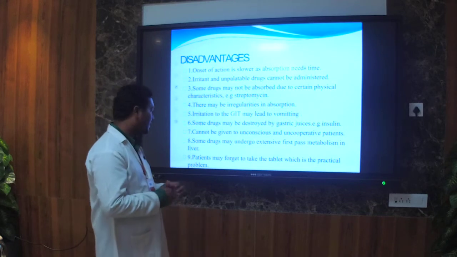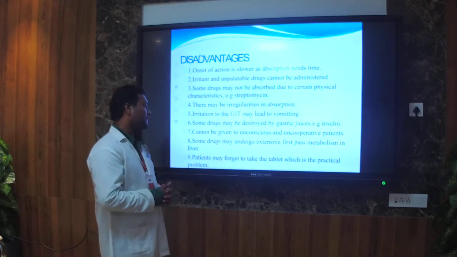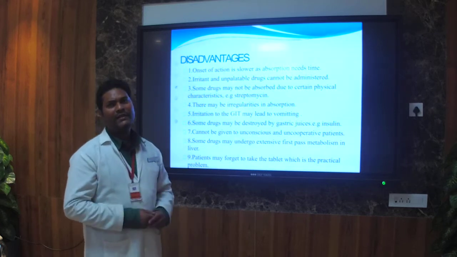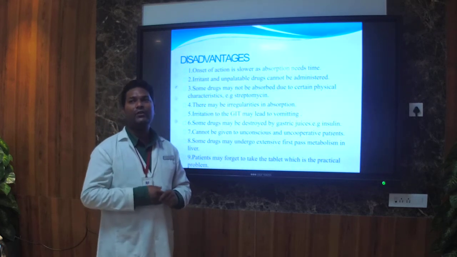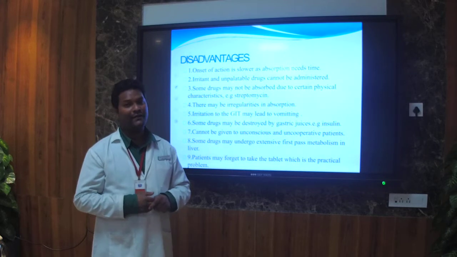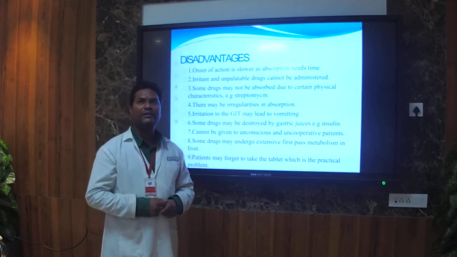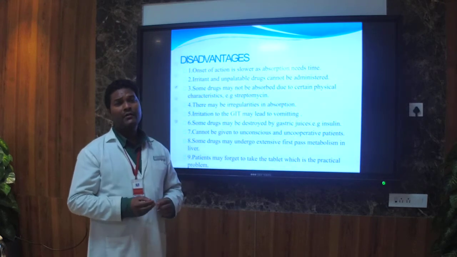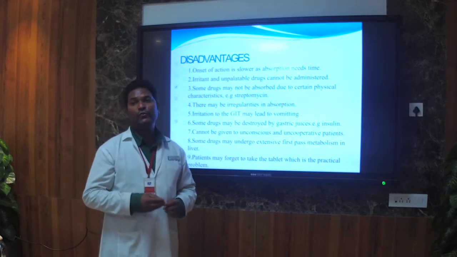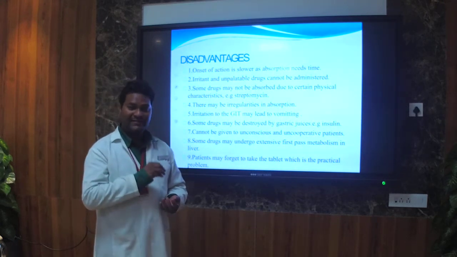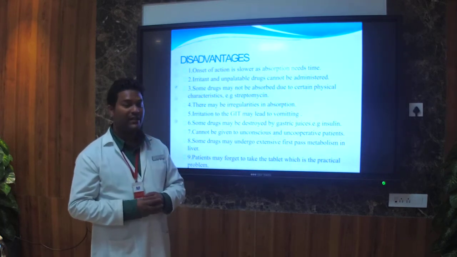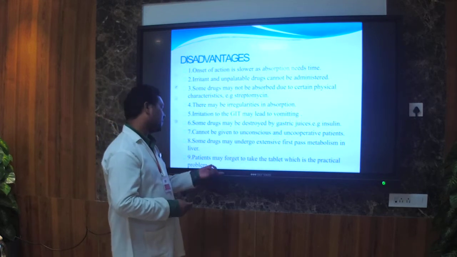Then patients may forget to take the tablet, which is a practical problem. Many times complaints have been received that the patient did not take the medicines. Why? Because they forget. And some of the time it is our responsibility also that we take the utmost care to give the medicine to the patient in his hand, and in front of our eyes only he has to take the medications. But sometimes the patient may forget.